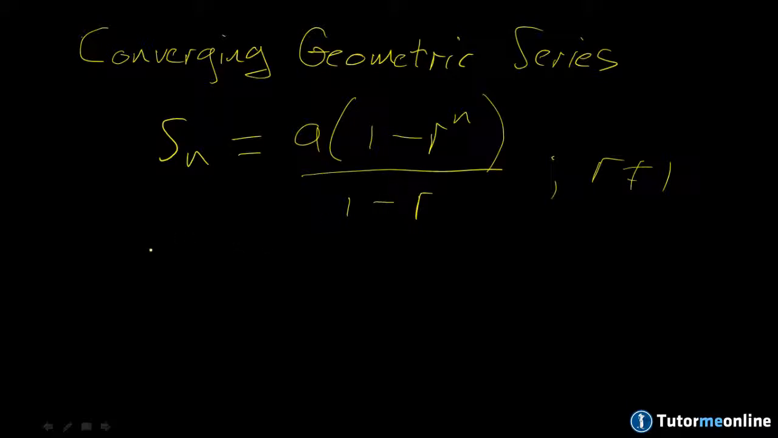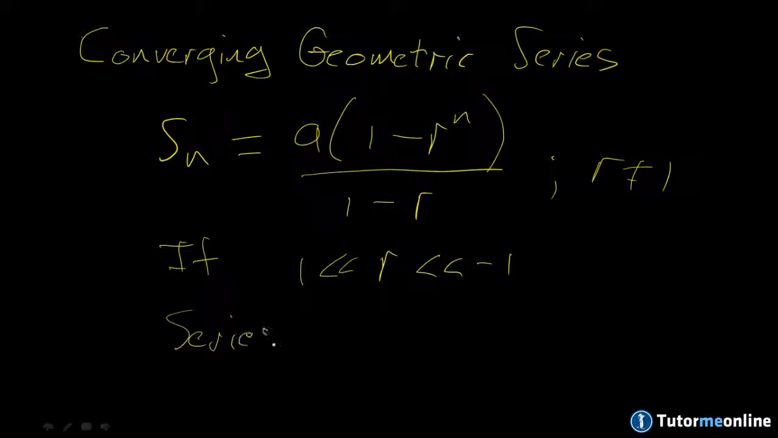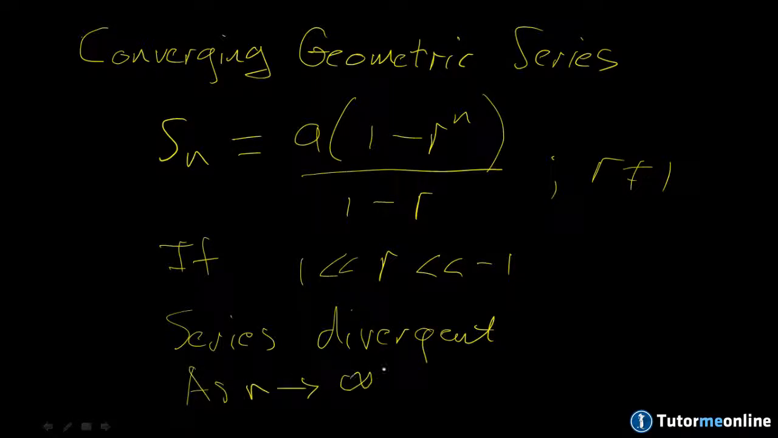Now, looking at this equation, if we say that R is much larger than 1, or R is much smaller than minus 1, and as n increases towards infinity, this series will increase in value towards infinity, and we say the series is divergent. So what we can say for a divergent series is as n tends to infinity, then Sn will tend to infinity.